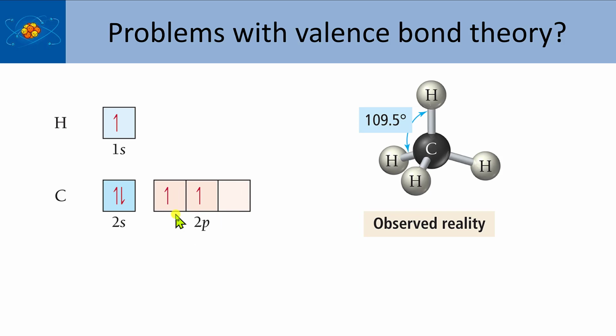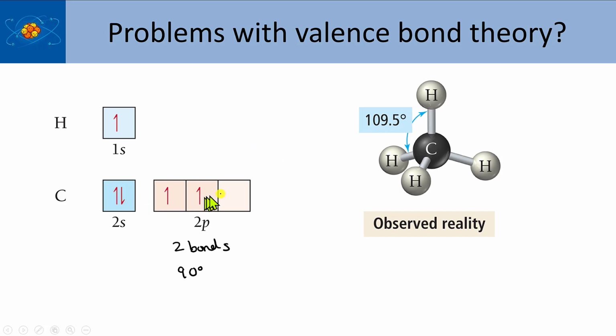So a couple of observations for carbon: two bonds, 90-degree bond angles. If you actually look at carbon bonding to hydrogen, it normally makes four bonds, and the four bonds have a 109.5-degree bond angle. So you have to think about the discrepancy here.